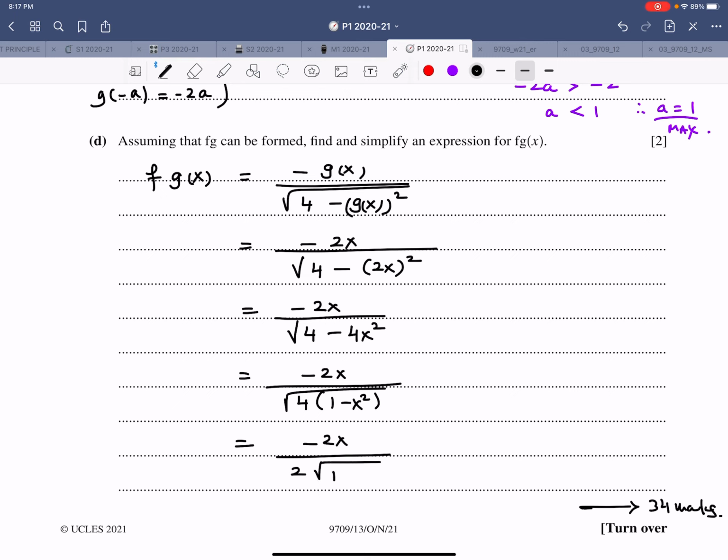I think that is enough of simplification. So therefore this is minus x at the top and square root of 1 minus x squared at the bottom, and this minus would remain as it is, and this 2 and this 2 would disappear. So this is the answer for this part.